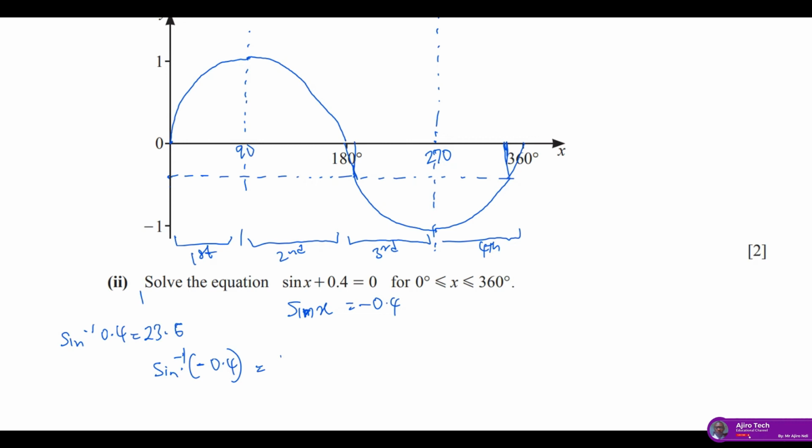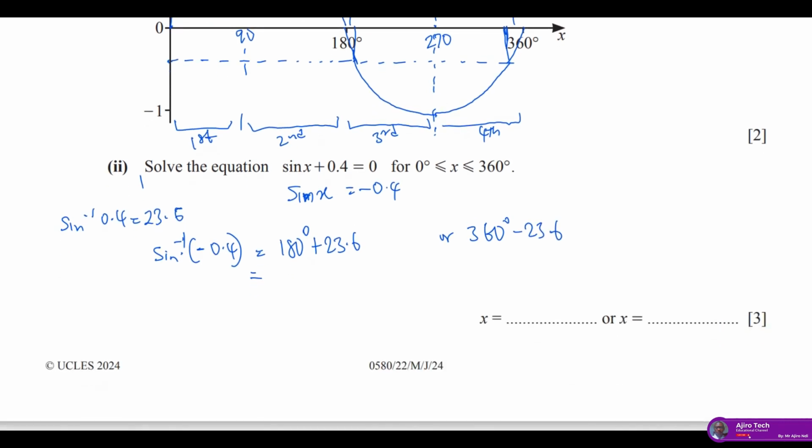That means from here to here, this angle should be 23.6. So the remaining angle here should be 23.6. So this one is 180 degrees plus 23.6, or 360 degrees minus 23.6. I get 203.6 or 336.4 degrees. That's our solution.